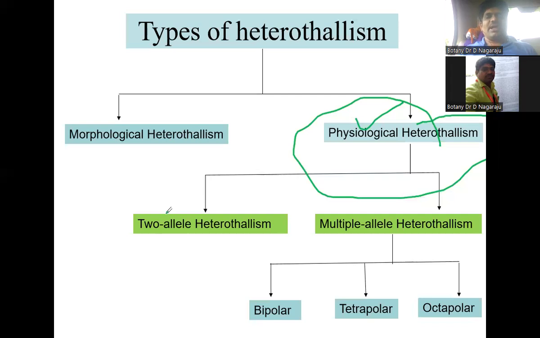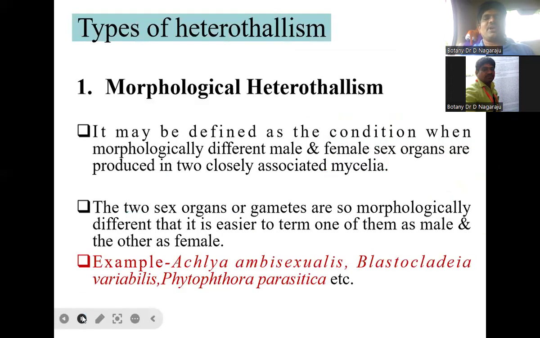If it is two alleles, two sets of chromosomes variation, or multiple sets of chromosomes variation. In the multiple, it is either bipolar, tetrapolar, or octapolar. These types are happening. You see, first one, morphological heterothallism.